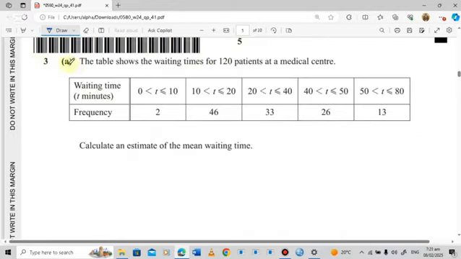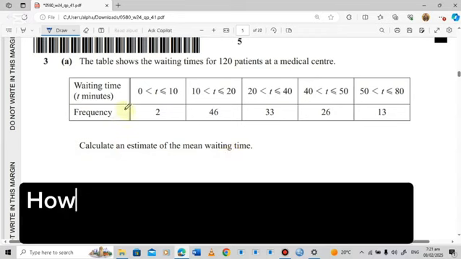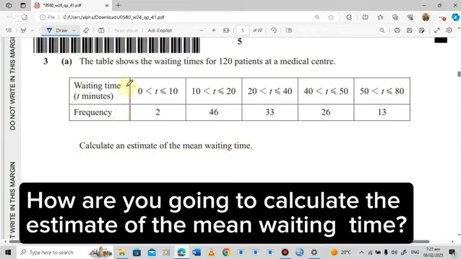Alright, question 3a says, the table shows the waiting times for 120 patients at a medical center. So this is the table that is showing this information. So the question continues and says, calculate an estimate of the mean waiting time. Alright, so how are you going to calculate the estimate of the mean waiting time?